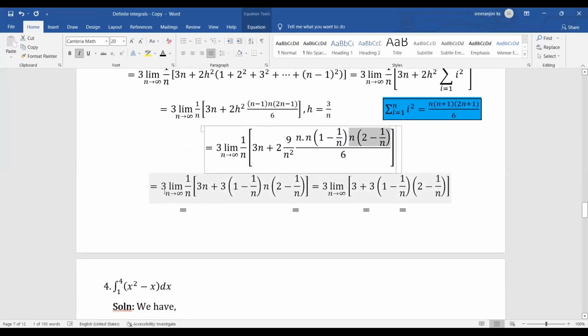Again simplifying, this is equal to 3 into limit n tends to infinity, 1 by n, 3n plus 9 into 2, 18. 18 by 6, 3. So 3 into n square will get cancelled. What remains is 1 minus 1 by n into 2 minus 1 by n.